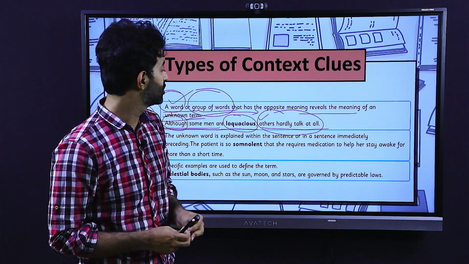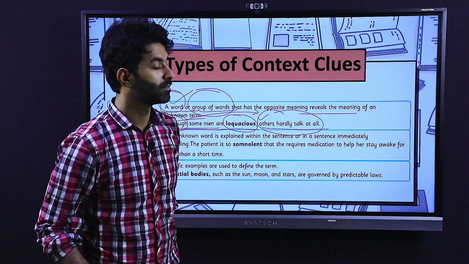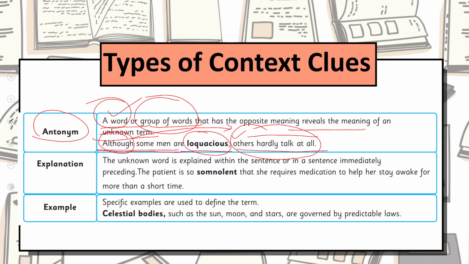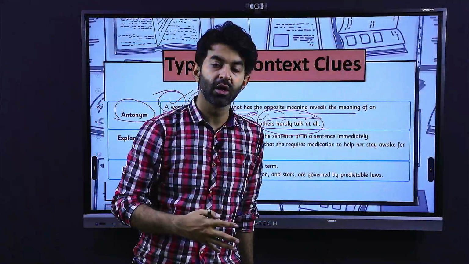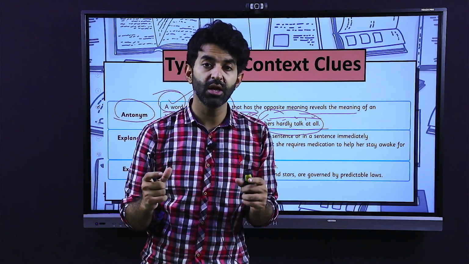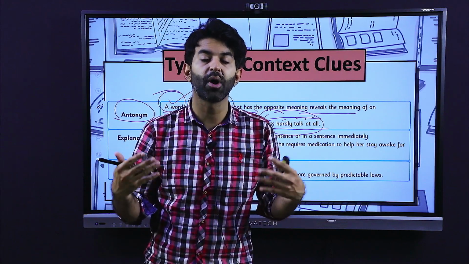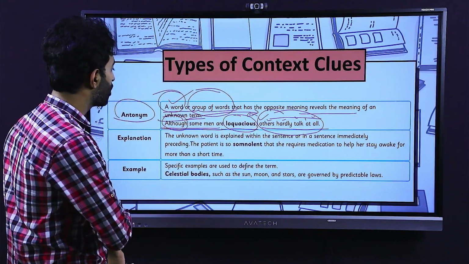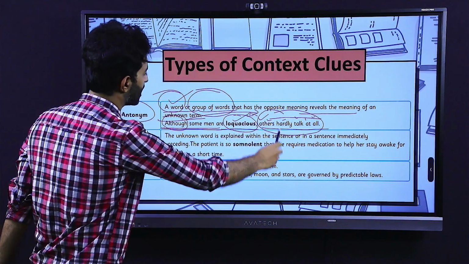Yes, Saima. Did you get the point? Yes, sir. See, this group of words, 1, 2, 3, 4, 5 words here. So it's a group of words. This is leading us to the right meaning of loquacious. It means that the opposite of not talking is talking more. So loquacious is an adjective. It is about somebody, some men who are talking so much. They are very talkative. So this leads us to the meaning of our difficult word loquacious. Now it's not difficult anymore.